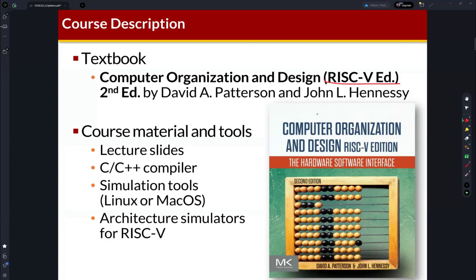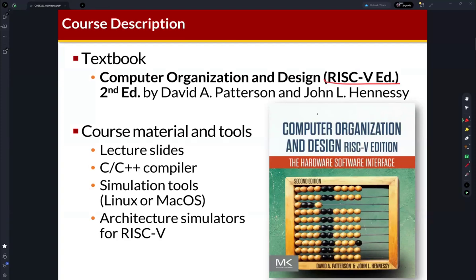In this course, I will use lecture slides, and I already posted two lecture slide decks on the LMS, the learning management system. I will post the lecture slides before I use them in the lectures, so you can download the lecture slides before the class starts.